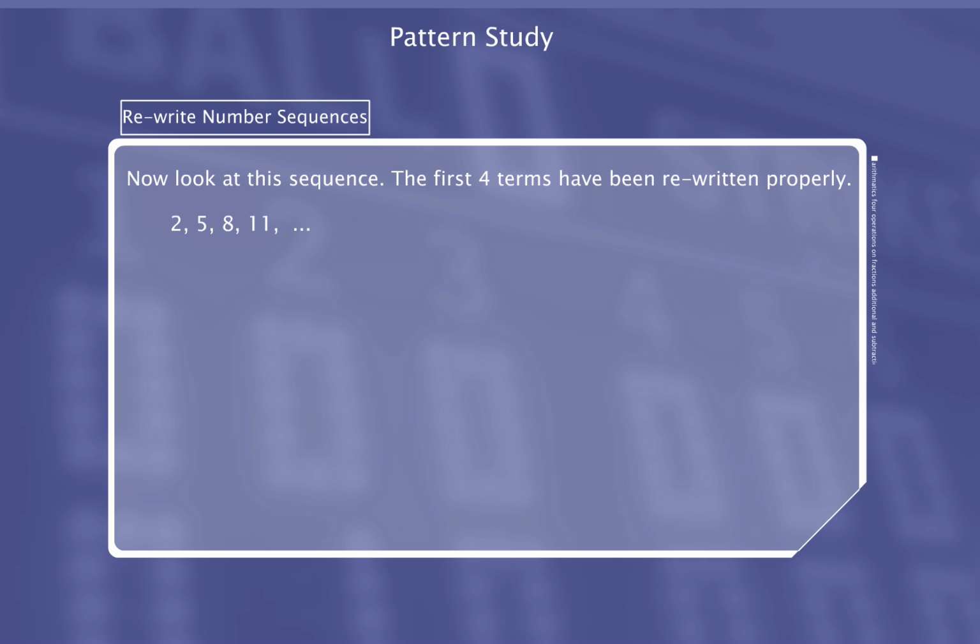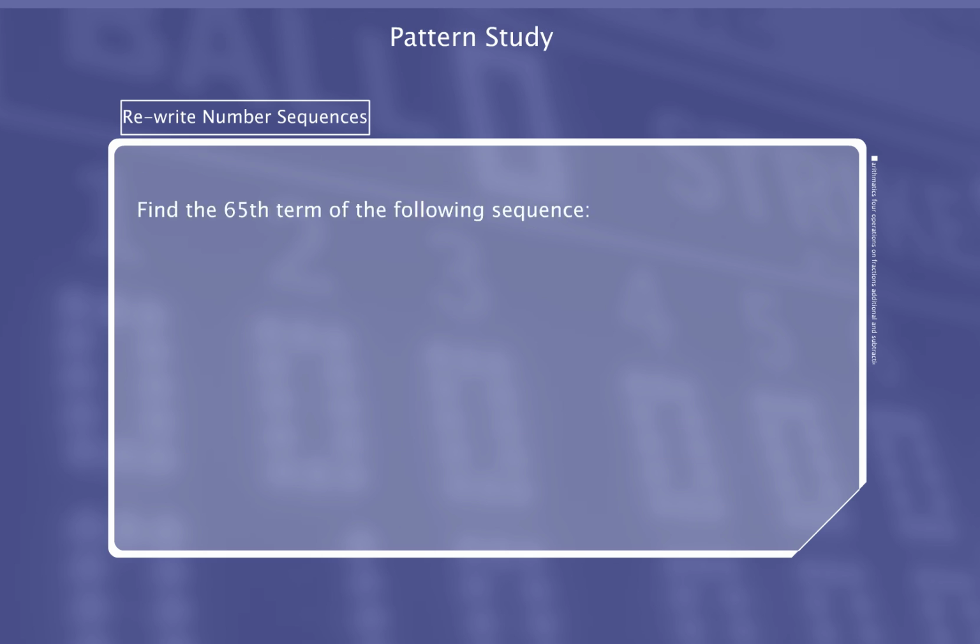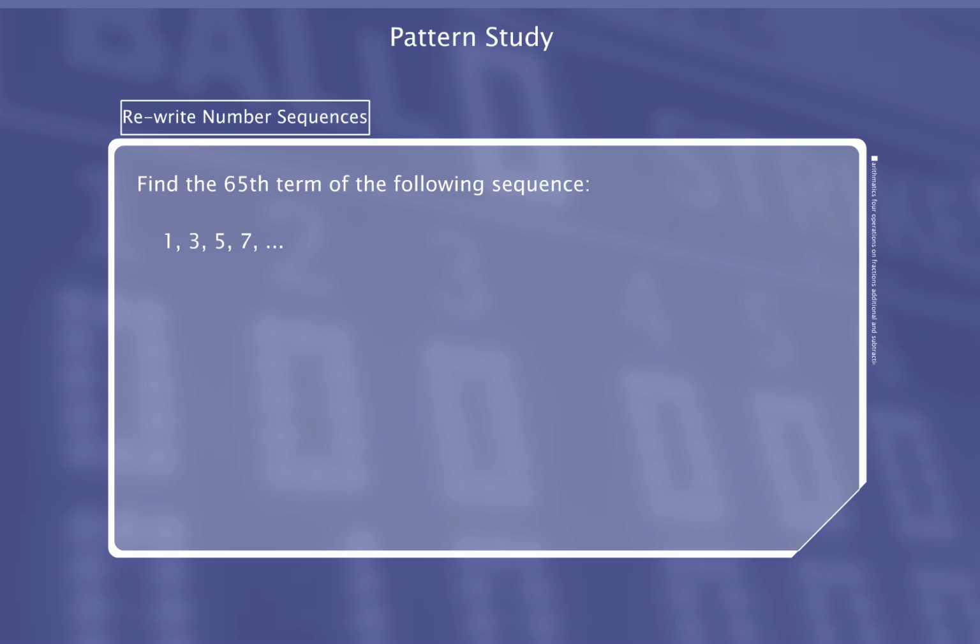Now look at this sequence. The first 4 terms have been rewritten properly. Study the pattern given. You should be able to tell the 50th term in the sequence. What is the answer? Here is a sequence of odd numbers. Can you find the 65th term of the sequence?